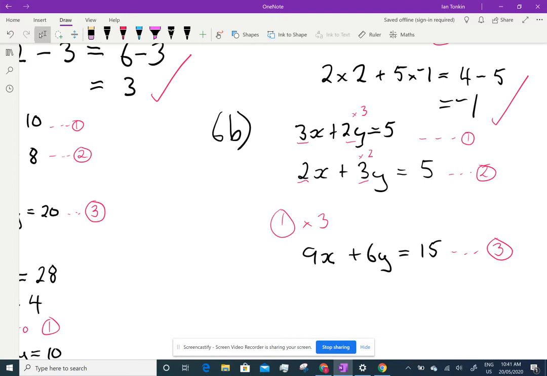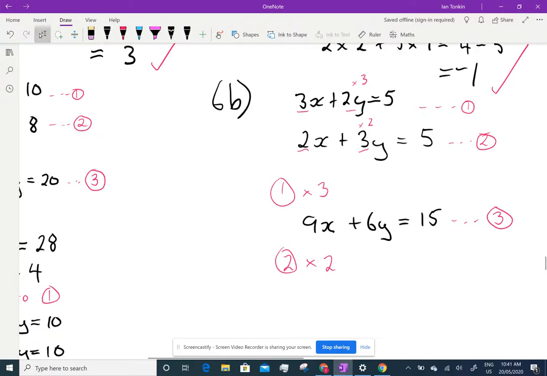Let's do equation number 2. I'm going to multiply it by 2. So 2 times 2x is 4x. 2 times 3y is 6y. And 2 times 5 is 10. Now I'm going to call that equation number 4, but it's just a different version of equation number 2. Now, the coefficients of the y are the same.